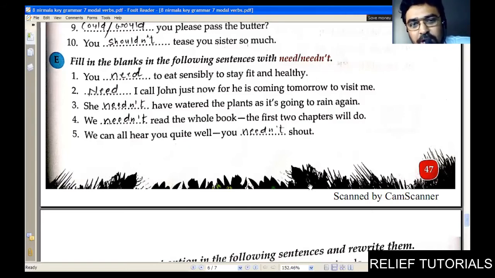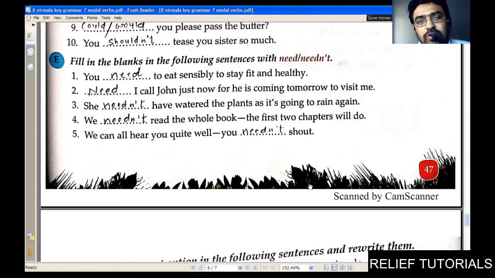उसको बुलाने की जरूरत है, वो अभी कल तो आ ही रहा है, तो क्या सही में जरूरत है? Something like that. She needn't have watered the plants as it is going to rain again. जरूरत नहीं है plants को पानी देने की, because already rain हो रही है. So needn't. We needn't read the whole book. The first 2 chapters will do. पूरी बुक पढ़ने की जरूरत नहीं है.